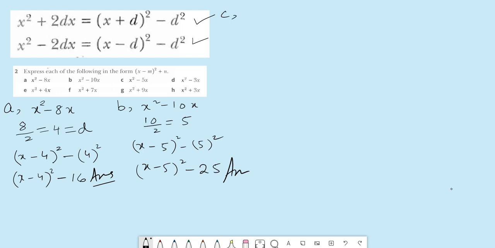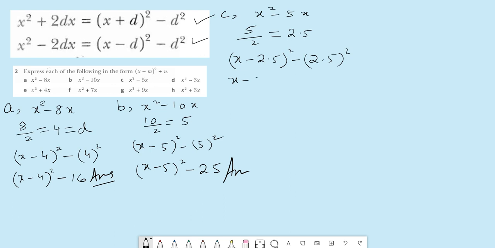Part C is x square minus 5x. Again, first we have to divide the coefficient of x, which is 5, by 2. The question is, do we always divide the coefficient of x by 2? The answer is yes, we always divide by 2. 5 upon 2 is 2.5. This is our d. So x minus 2.5 whole square minus 2.5 square.